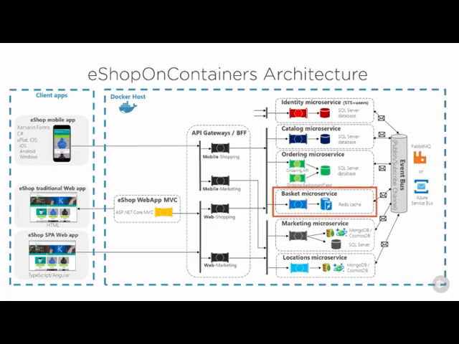The basket service uses a Redis cache, and this is a more appropriate choice for short-lived data. We can also see that document databases such as Cosmos DB or Mongo have been chosen by some of the other microservices in this application. And so this architecture illustrates two key microservice characteristics. First, each microservice in eShop on Containers owns its own data. And second, each microservice is free to use the most appropriate database technology for the type of data it needs to store.